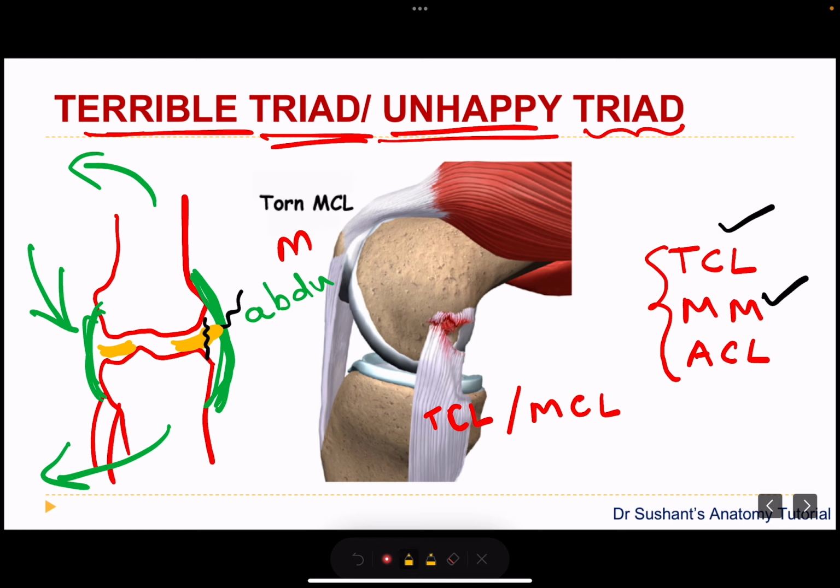So, when is the medial meniscus injured? When the position of the leg is as in kicking off a football. So, football players very often suffer knee injuries, and most commonly it is the tibial collateral ligament and the medial meniscus which are associated. Sometimes, along with these two structures, the anterior cruciate ligament is also torn. So, when all the three structures are torn, it is called the terrible triad.